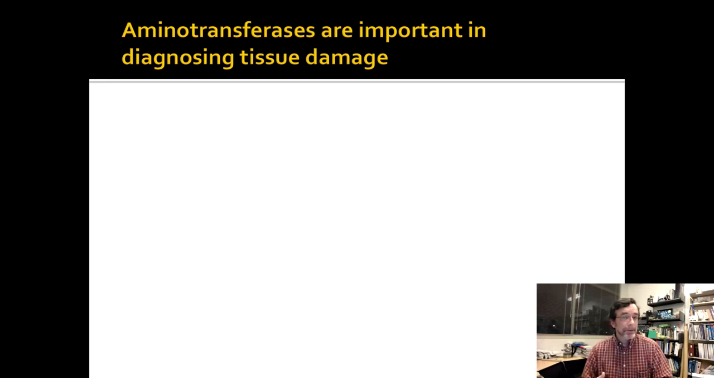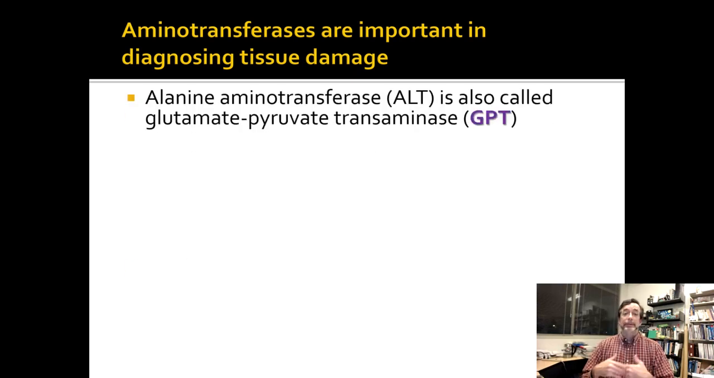You don't have aminotransferases in the bloodstream. They're kept inside the cell. So if you see an aminotransferase in the bloodstream, you know something is wrong. There's some cell somewhere that's inside out. And that's the idea. And there's two important aminotransferases and some other molecules that are perhaps the most widespread test.